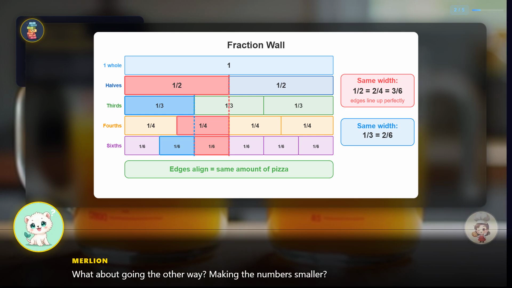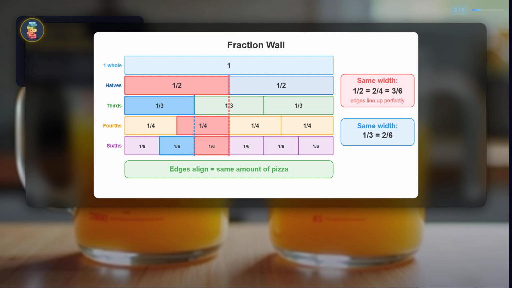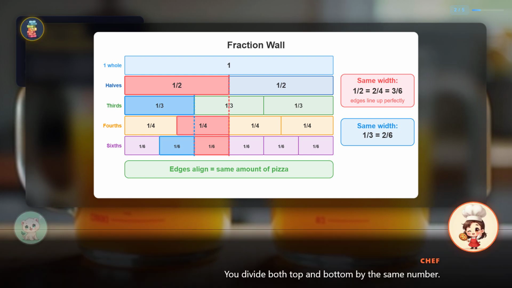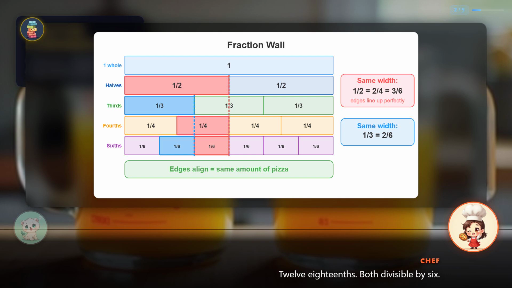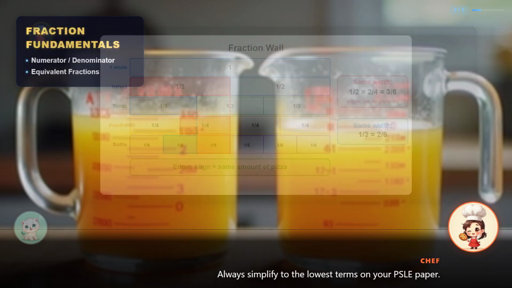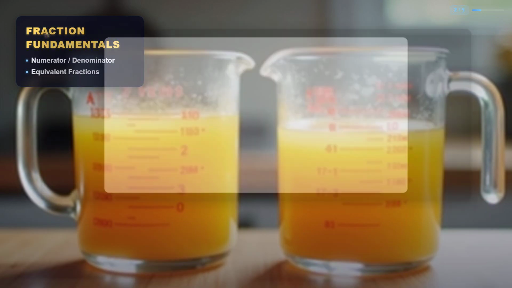What about going the other way? Making the numbers smaller. That is called simplifying. You divide both top and bottom by the same number. 12/18. Both divisible by 6. That gives you 2/3. Always simplify to the lowest terms on your PSLE paper.